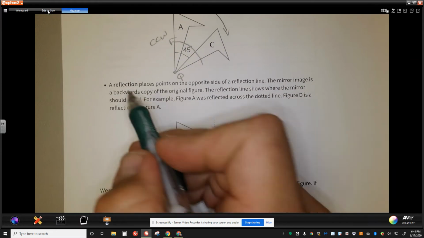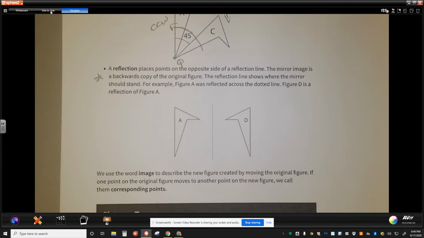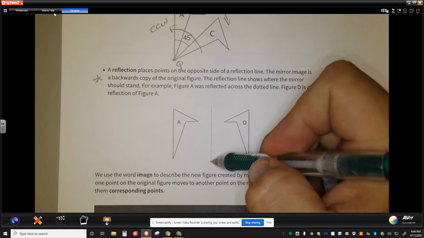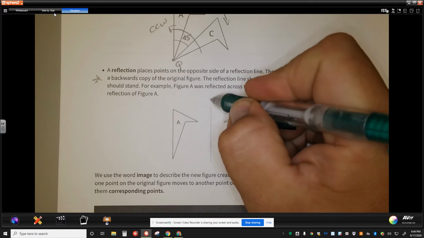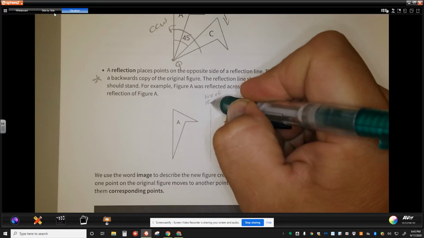The new move right here is reflection. We haven't talked about that one, but when we talk about a reflection, I want you to think about a mirror. If you're standing at a mirror and you step closer to it, your reflection appears to also come to you the exact same distance. Think about the mirror as this line right in the middle. This line is called a reflection line or a line of reflection.